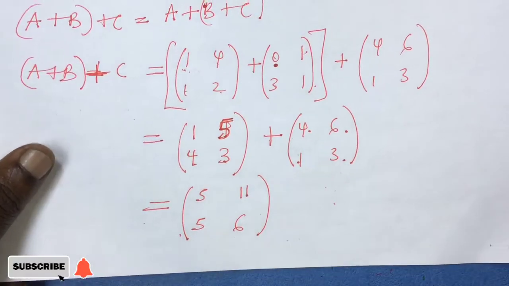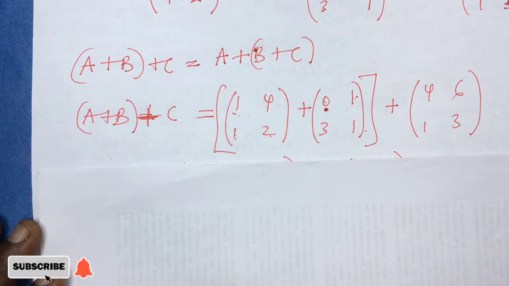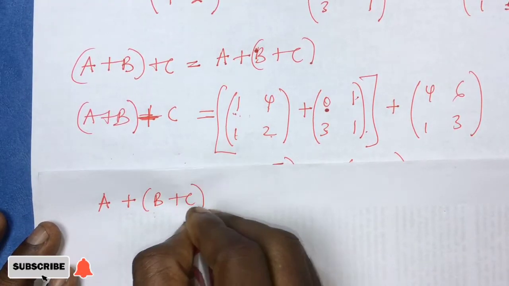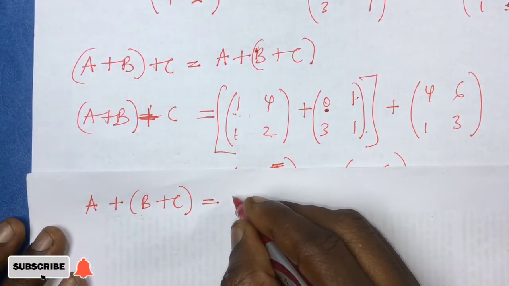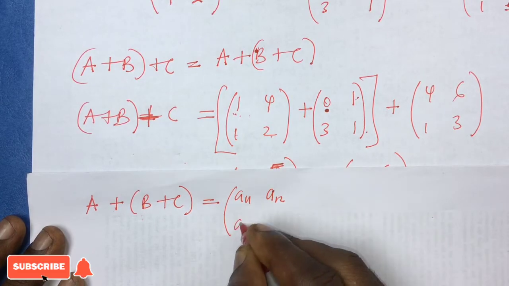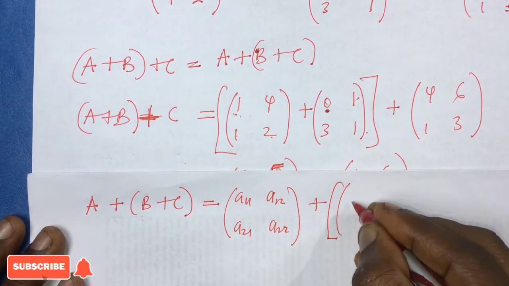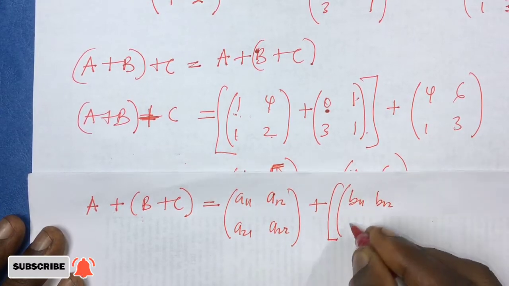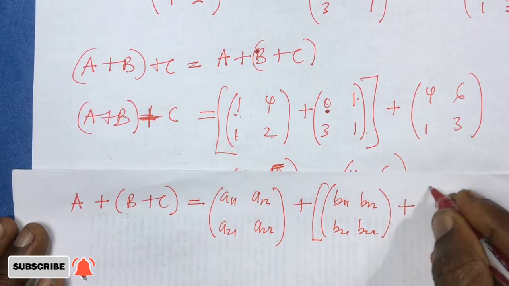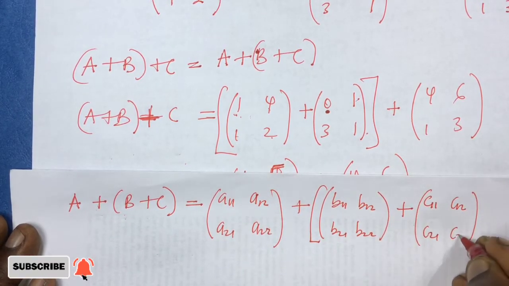Let us now go to this. So let us obtain A plus in bracket B plus C. That will give you A, which is A11, A12, A21, A22, plus in bracket B11, B12, B21, B22. Okay? Plus C11, C12, C21, C22.